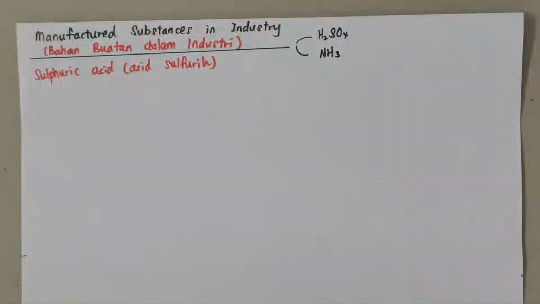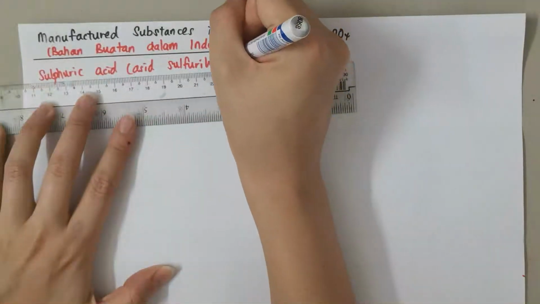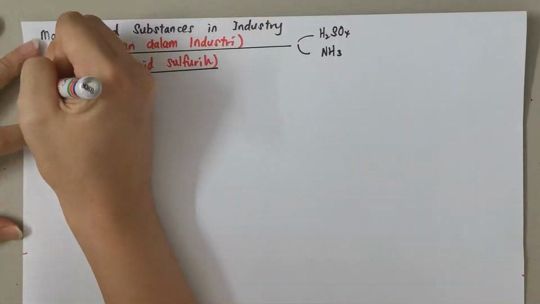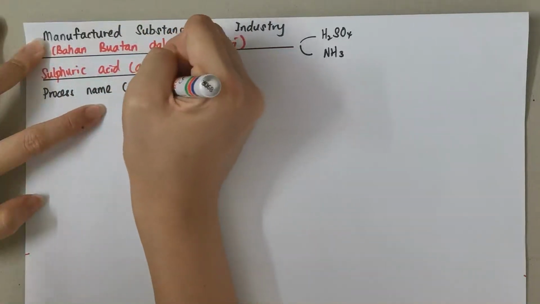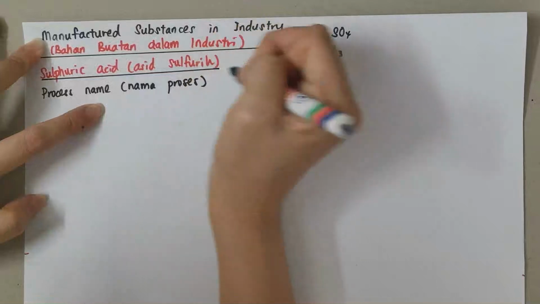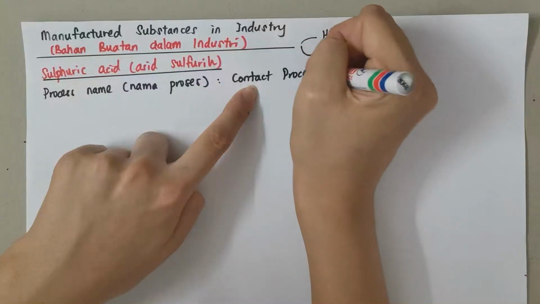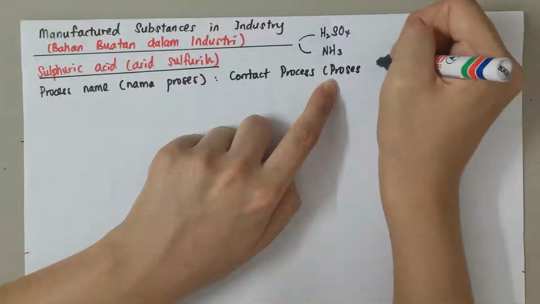For sulfuric acid, you actually have only 4 steps. Hanya ada 4 langkah. First of all, the name of the manufacturing process for sulfuric acid is the contact process. So the first one is the process name, nama proses: contact process. In Malay, it is called proses sentuh.